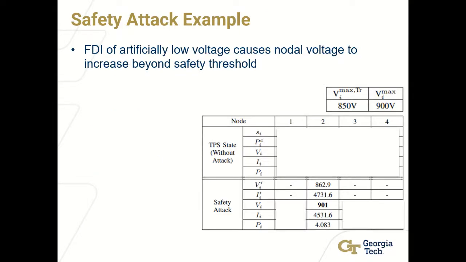In this example of a safety attack, false data injection was employed to artificially produce low voltage readings, causing the nodal voltage, the real nodal voltage, to increase beyond the safety threshold. And you can see here in the V sub I column, the actual voltage is 901, whereas the V sub I prime reading that is falsely injected is 862.9. And this is with respect to a 900 volt maximum safe threshold.